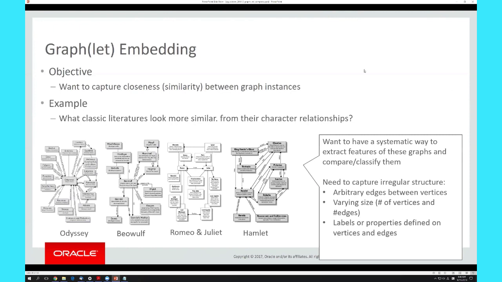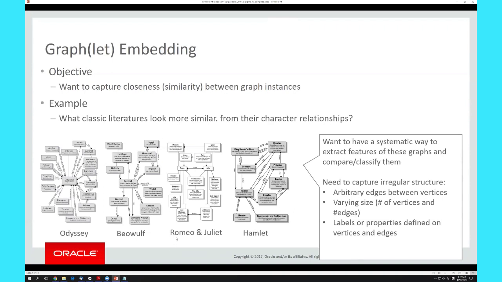So here's an artificial problem. This is a graph representation of the characters in classic literature: Odyssey, Beowulf, Romeo and Juliet, and Hamlet. If you look at the shape of the graph for this very old literature, like Beowulf and Odyssey, it is different from what comes from Shakespeare, because here you have only one person in the middle, the main character, and all the other characters are reacting around this main person.